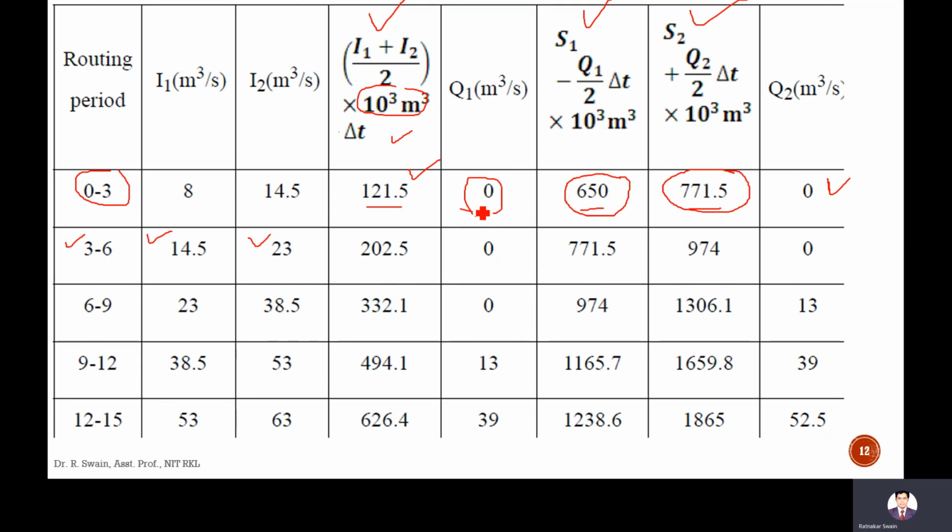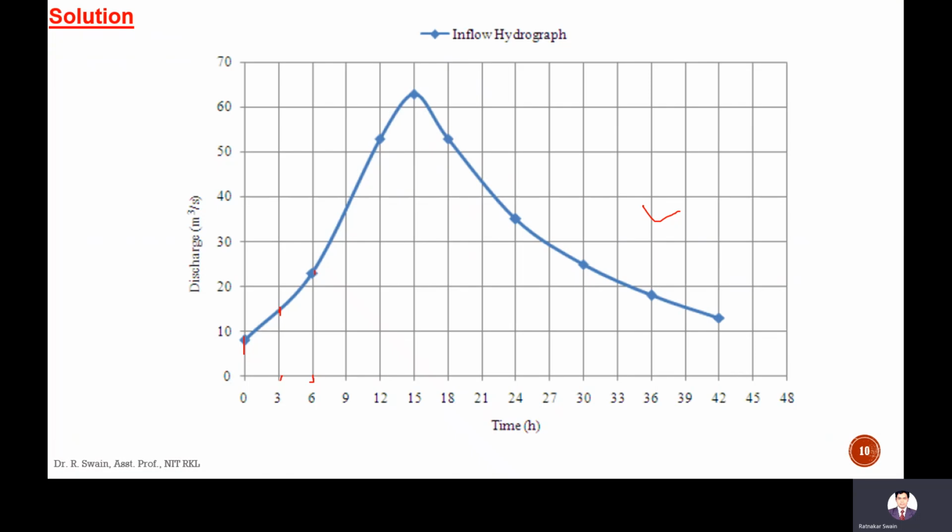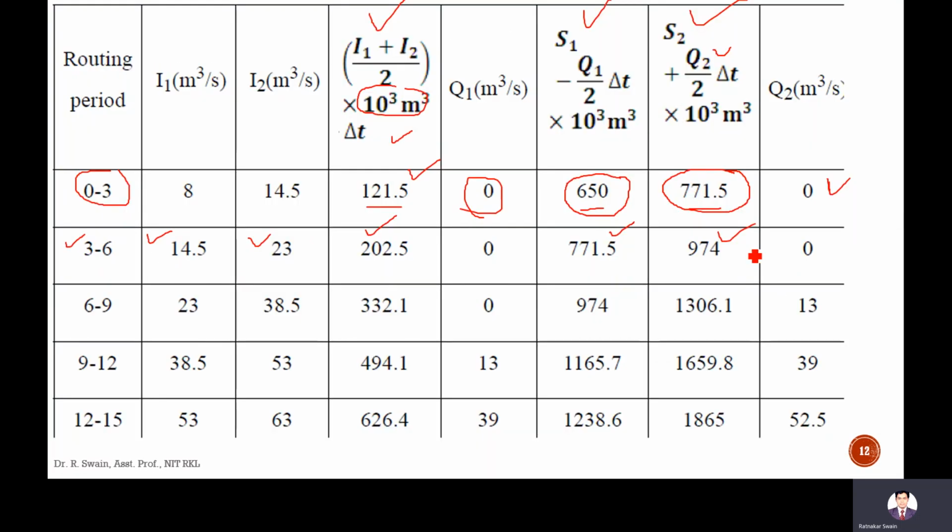Okay, so using S1 and this Q1, again we can determine this S1 minus Q1 by 2 delta T, and this is obtained by adding this value and this value. This value is 974. So 974 is somewhere here, okay. So the corresponding elevation is 60. So at this time step 3 to 6, the elevation is 60.